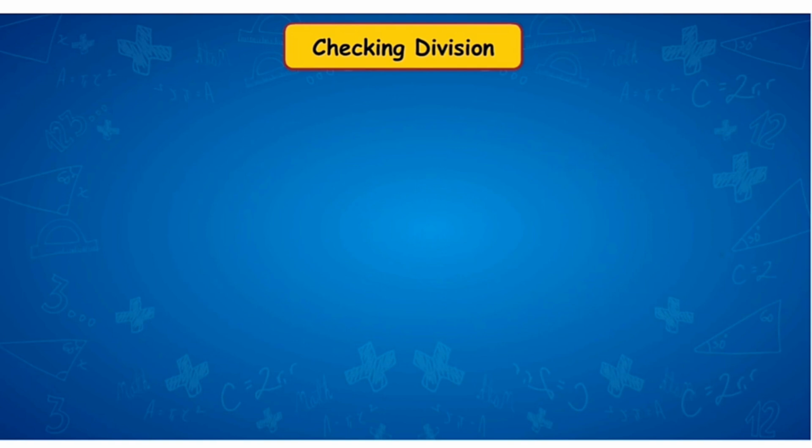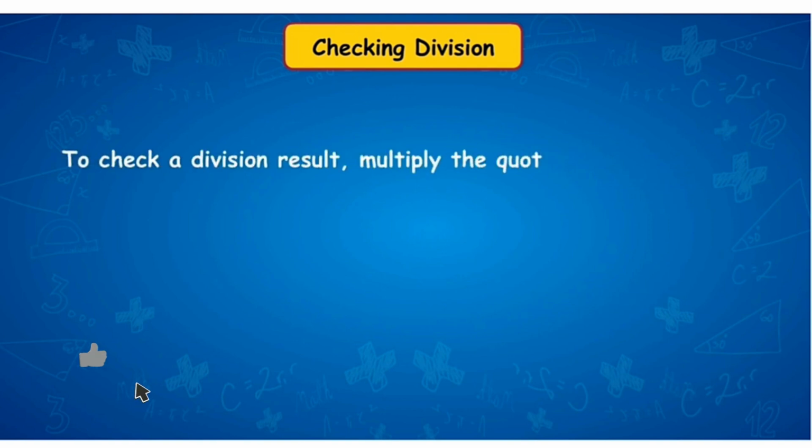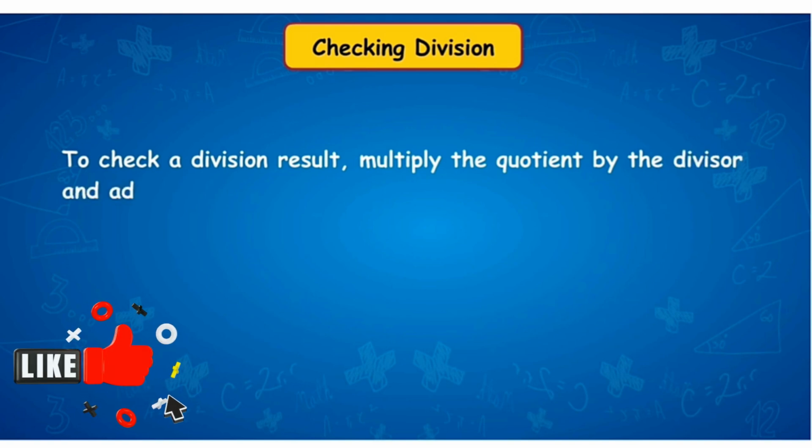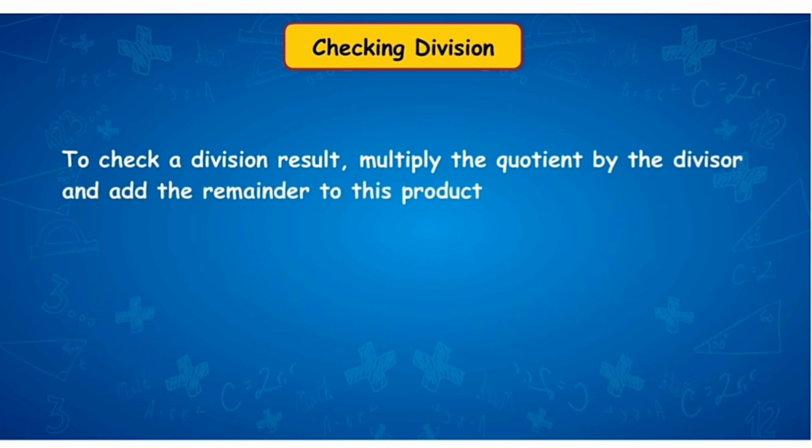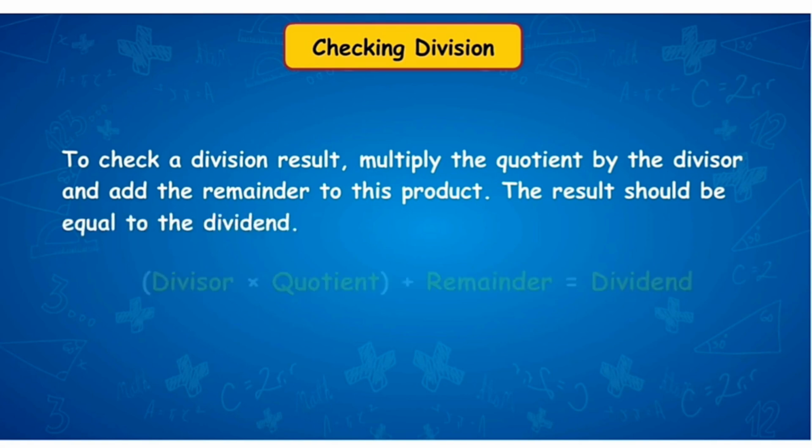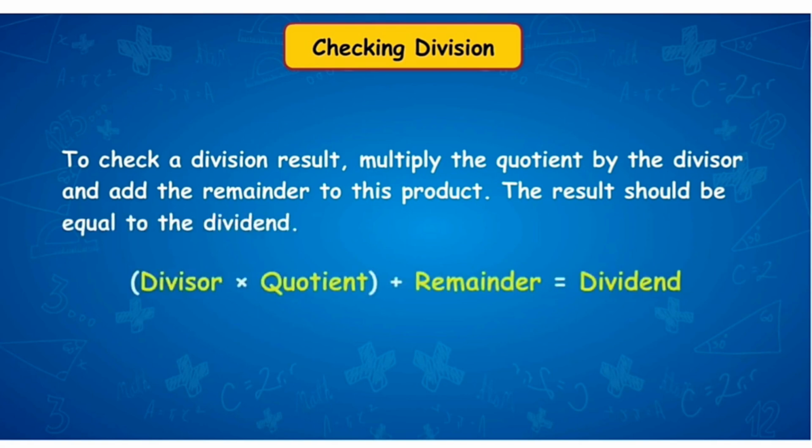Checking division. To check a division result, multiply the quotient by the divisor and add the remainder to this product. The result should be equal to the dividend. Thus, divisor into quotient plus remainder is equal to dividend.